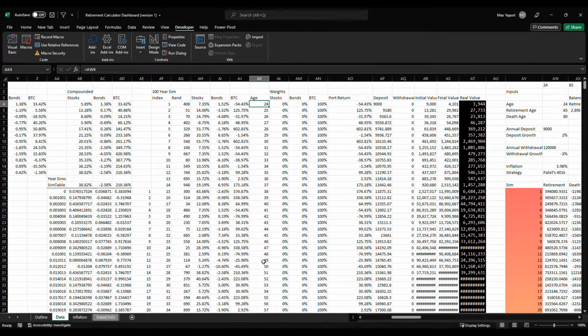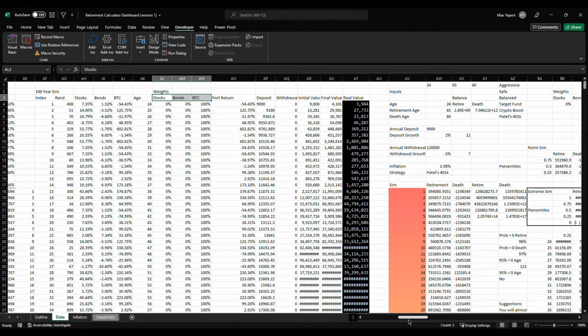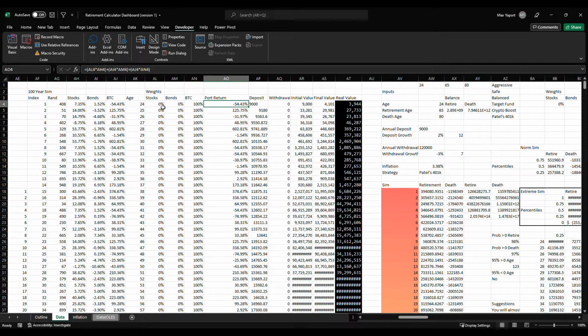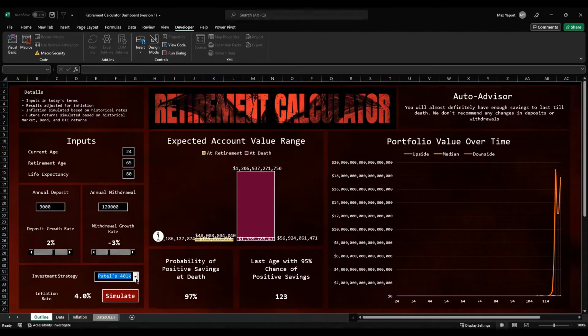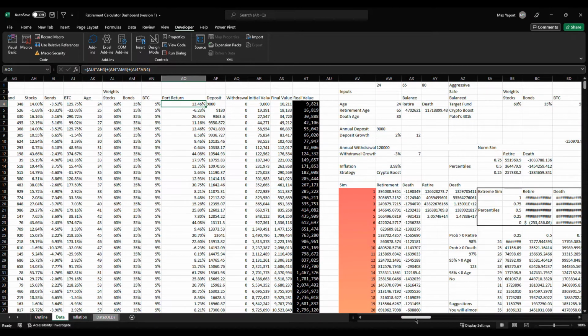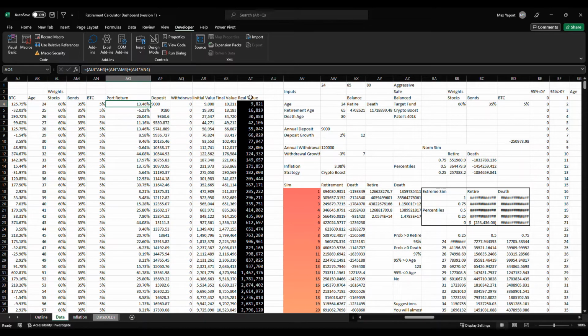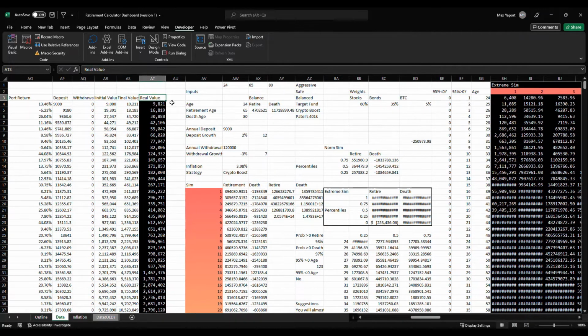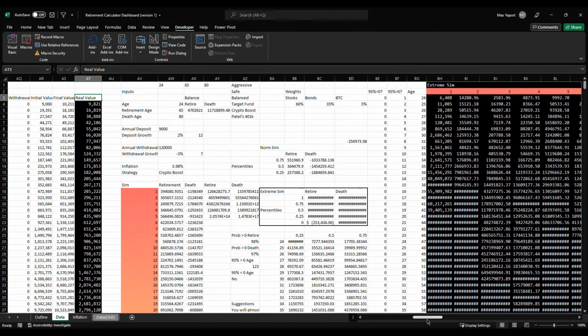Then this is our age input column here. And here are the weights between all the different investments. Here this synthesizes the weights and the returns into a portfolio return. So if we were to choose balanced, for example, or let's say Crypto Boost, here you can see it combines the various returns. Here's our core calculations where the deposits, withdrawals, values, and final inflation adjusted values are displayed right here. And here's our input area where the inputs work.